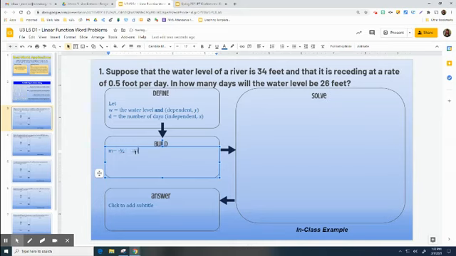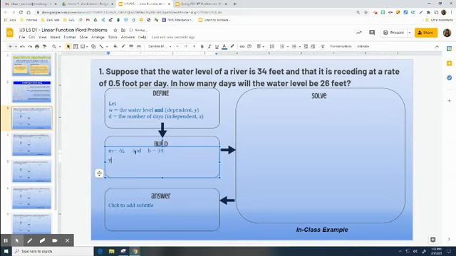And I need to know my B. Now my B value is the initial value, in this case, of my water level. So initially, this river is starting at 34 feet. So those are my 2 values, and now I have to put everything together. I have to put my dependent and my independent letters in with my values for my M and my B.